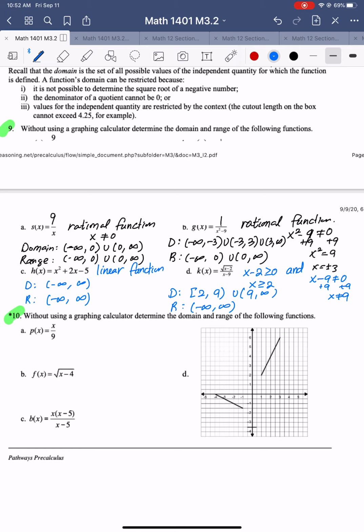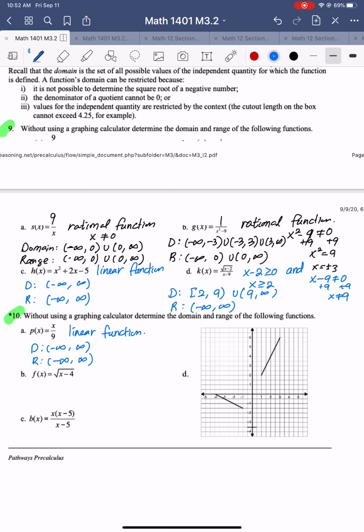Okay, number 10. Without using a graphing calculator, determine the domain and range for the following functions. So the p function is a linear function because x is on the top, which means we never get an undefined case, which means the domain is all real numbers, and every real number in the domain gives us a real number for the range too.